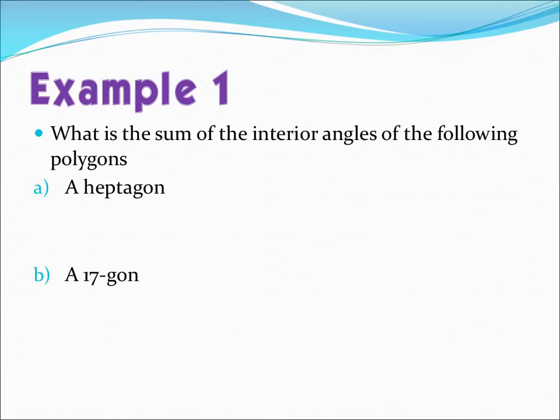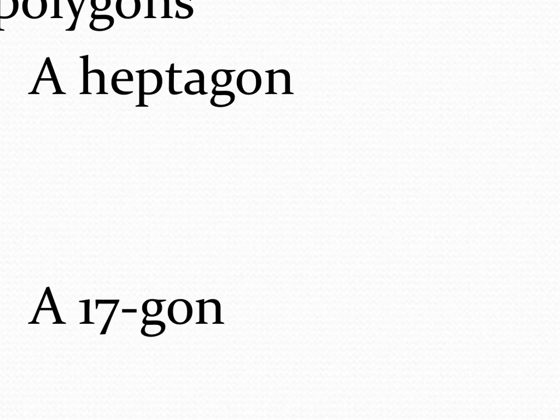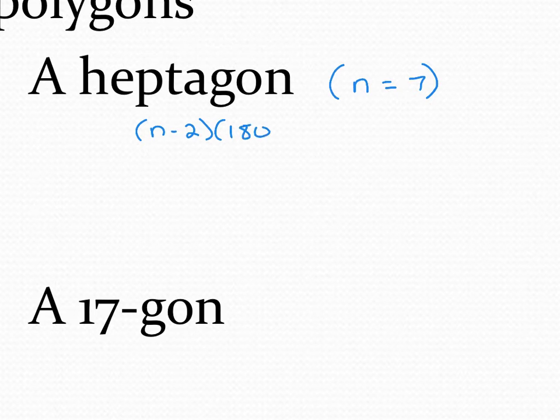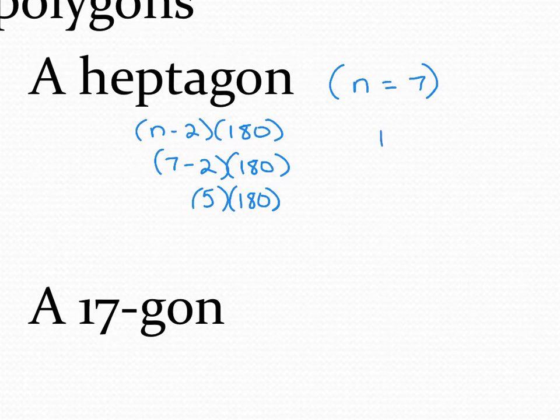All right, first example. What's the sum of the interior angles of the following polygons? A says a heptagon. How many sides is a heptagon? 7 sides. So n is 7. And then my formula is n minus 2 times 180. So I do 7 minus 2 times 180. 5 times 180. And I get 900 degrees.